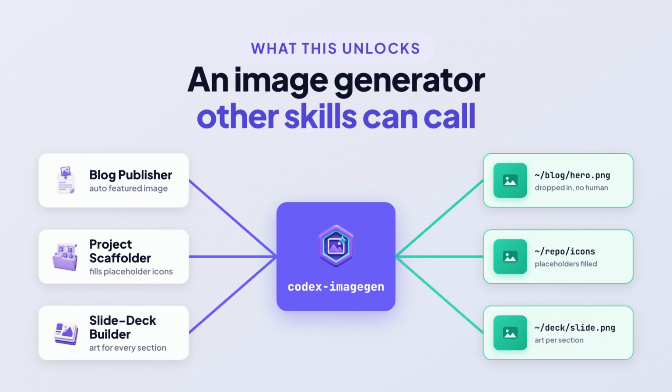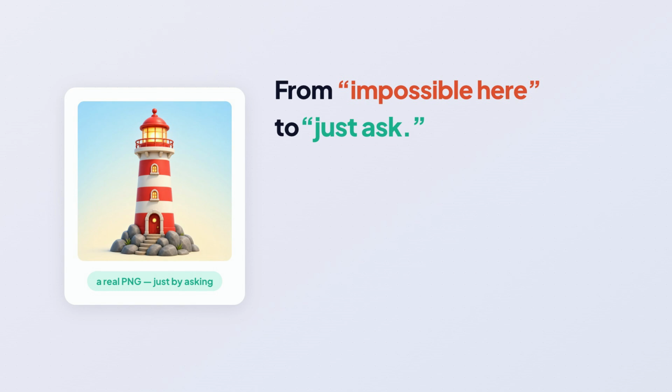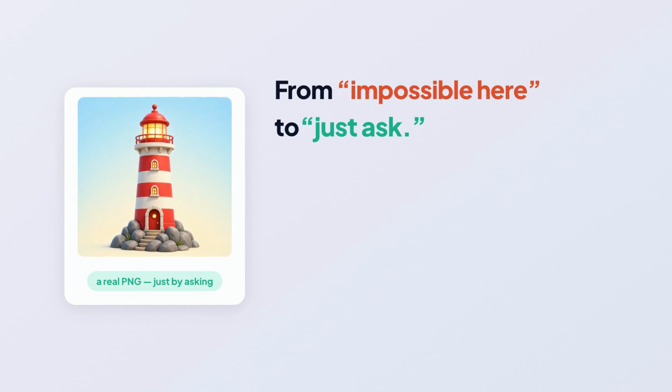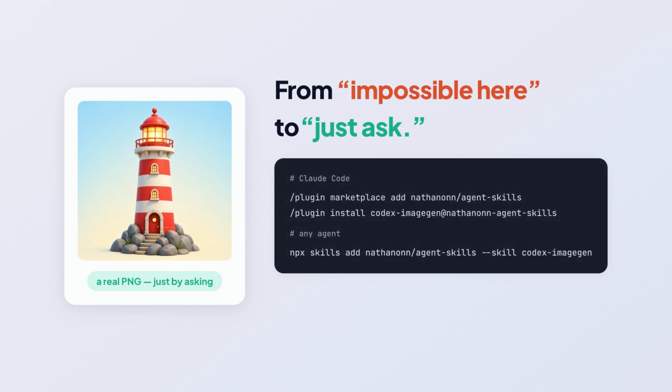The principle is simple. A capability wrapped as a natural language skill becomes composable. Image generation goes from a manual detour you take by hand to a primitive your automations just reach for. And that's the whole shift. Claude Code image generation going from impossible here to just ask in the span of one small skill. It's open source. I'll put the install commands and all the links in the description. So go install it, open your next project, and ask for the image you need in plain English. Then watch it land a couple of minutes later.